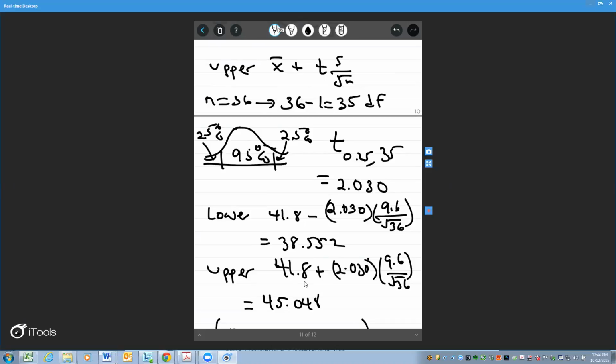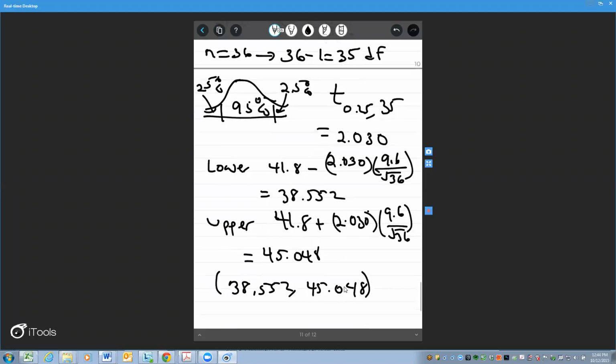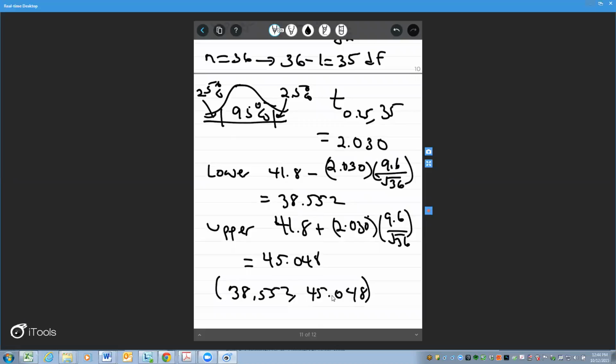The upper bound, I would add on 2.03 steps. Again, the step size is s over the square root of n, which gives me 45.048. So I have a 95% confidence interval of between 38.552 to 45.048.